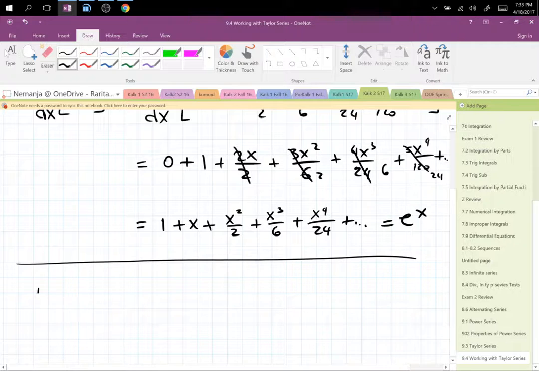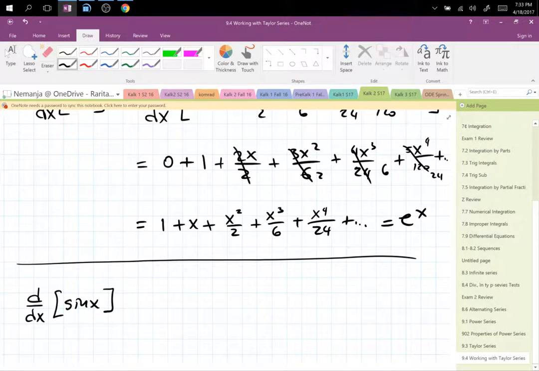Want to do the same thing with the sine? So the next time a Calc 1 student asks you why the derivative of sine is cosine, who's the boss? All right.